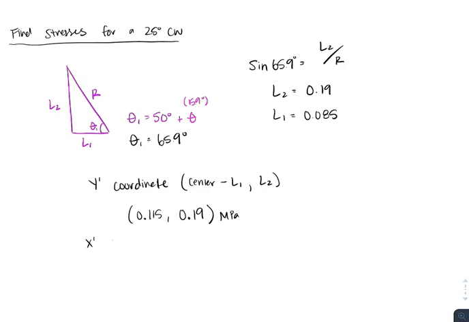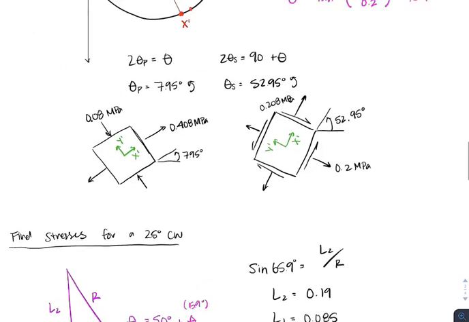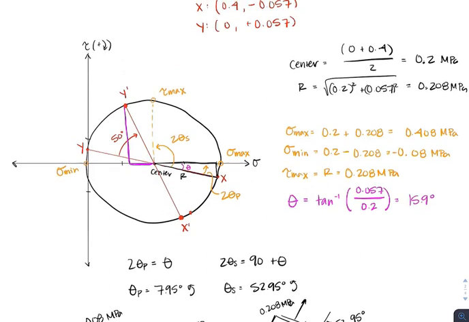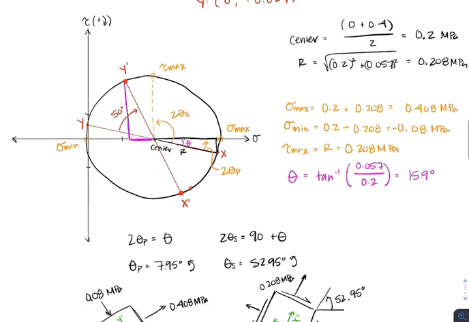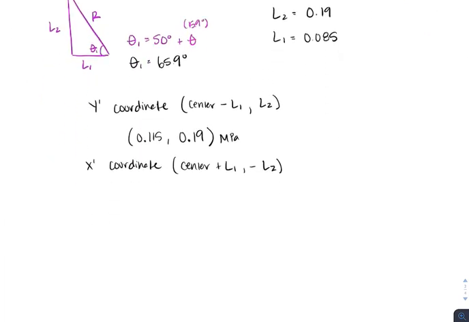And so our x prime coordinate is just going to be the center plus L1, and then we're going to have a negative L2, because now we're on the other side, the underside of the axis, if that makes sense. If we look back to our diagram, that can make sense. We have our center plus whatever value L1 was, because it's going to be symmetric on either side. So when we do that math, you should get that our x coordinate is going to be 0.285, and then you also have a negative 0.19 MPa.